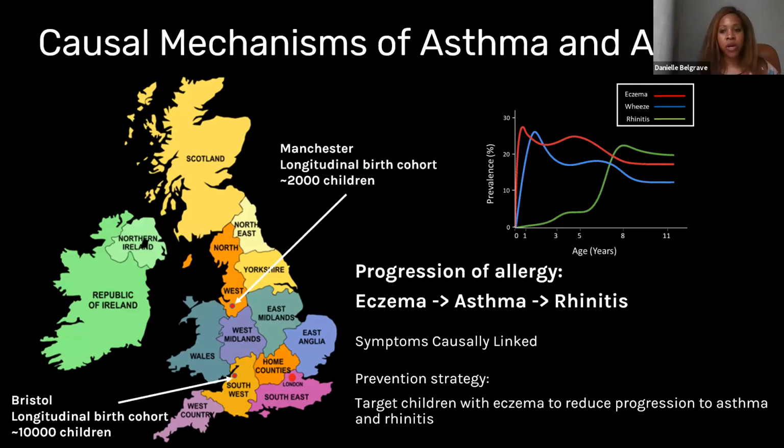So if you look at a lot of the medical literature, it says that if you have eczema, which is like an itchy rash in early life, you later develop wheeze, which is a type of asthma, and then you develop hay fever or rhinitis. And it's seen that these are causally linked.